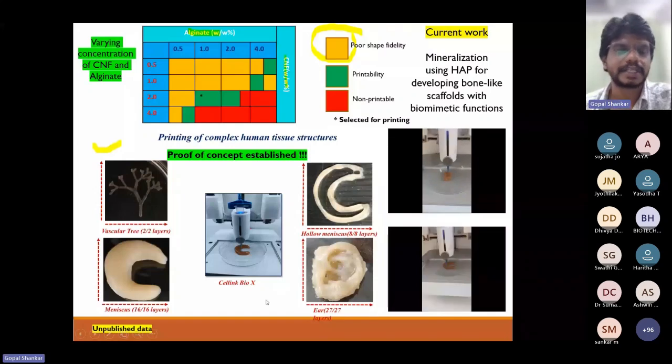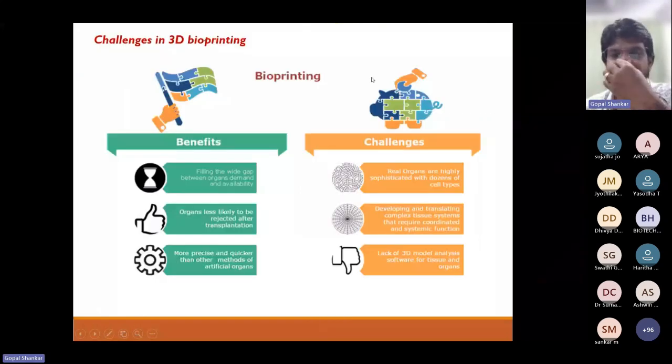So what are the challenges in 3D bioprinting? There are benefits, there are also challenges. The benefit is that we can fill the wide gaps between organ demand and availability, because we cannot depend upon organ donors every time. So if there is a shortage of organs, we need not depend upon the donors. We can develop tissue engineering replacement grafts that can be used instead of donors. Organs are less likely to be rejected after implantation, and there is a more precise and quicker method for artificial organs.